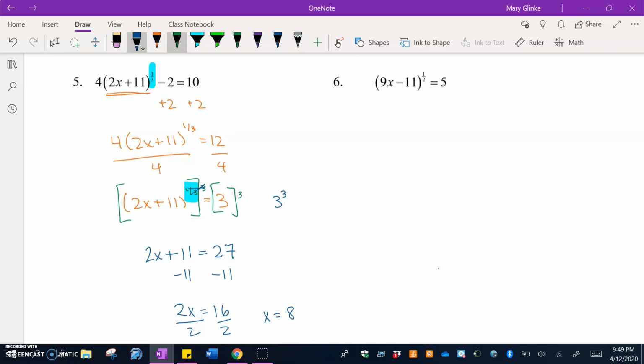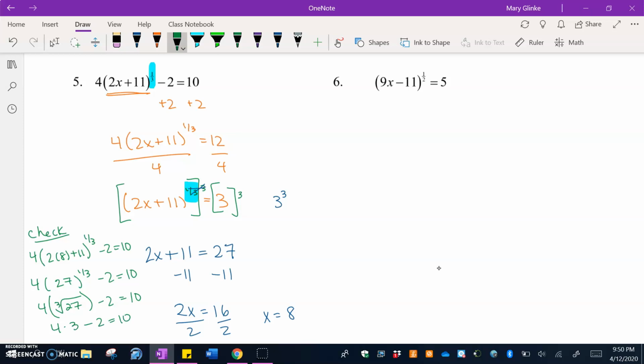Now, before I go ahead and say, hey, that's the answer, I'm going to check my answer by plugging it back into my original equation. So 2 times 8 plus 11 is inside the 1/3 power. That's a minus 2, sorry. And we're going to see if this is true. So 2 times 8 is 16, plus 11 is 27. We're taking the cubed root of 27 here. That's what that 1/3 power is doing.